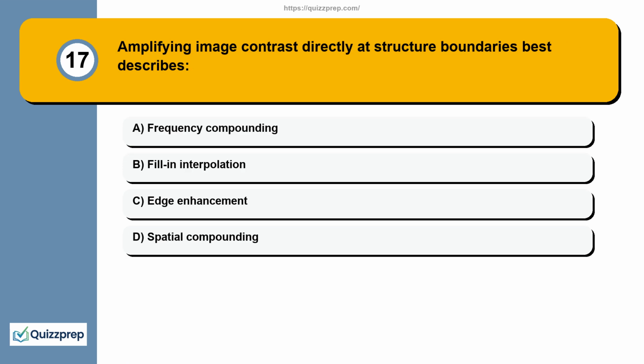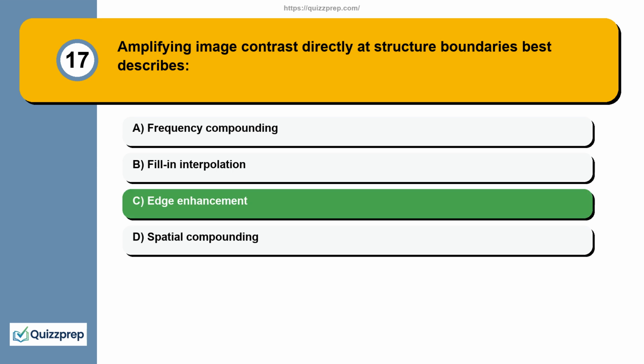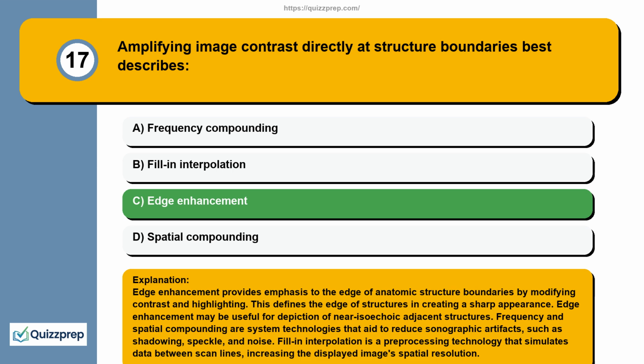Question 17. Amplifying image contrast directly at structure boundaries best describes frequency compounding, fill-in interpolation, edge enhancement, spatial compounding. Edge enhancement provides emphasis to the edge of anatomic structure boundaries by modifying contrast and highlighting. This defines the edge of structures in creating a sharp appearance. Edge enhancement may be useful for depiction of near-isoechoic adjacent structures.